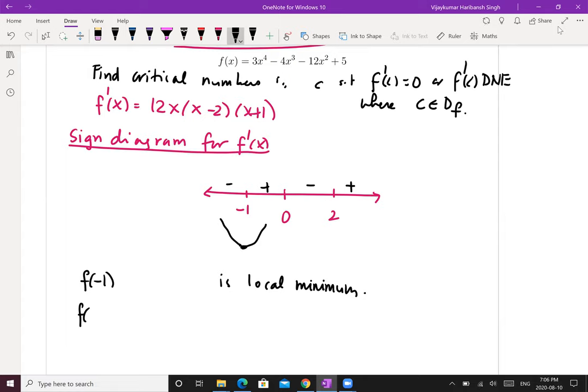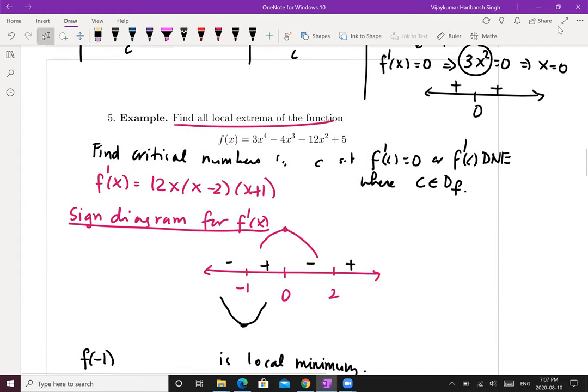Similarly, for f of 0, the sign changes from positive to negative. Positive means the function was increasing, after that decreasing. So f of 0 is a local maximum. Now comes the third critical point. So the critical points, or critical numbers, here are 0, 2, minus 1.